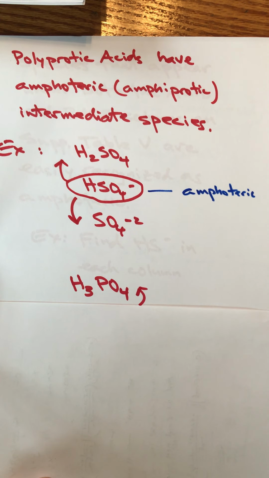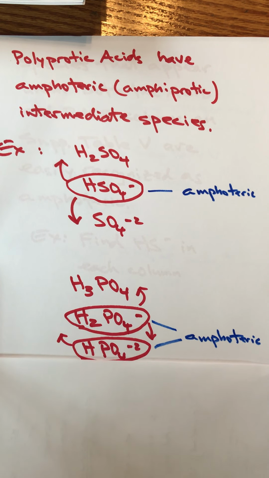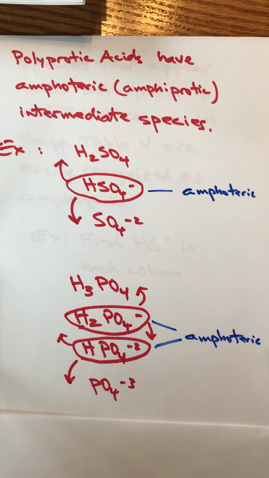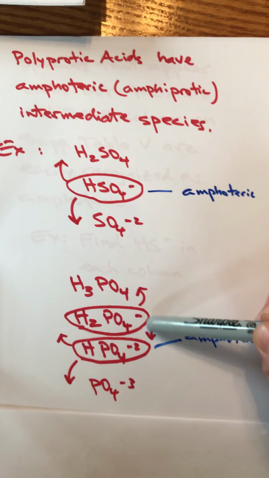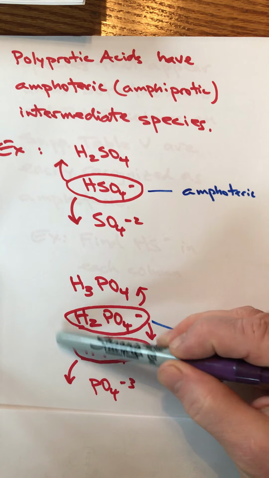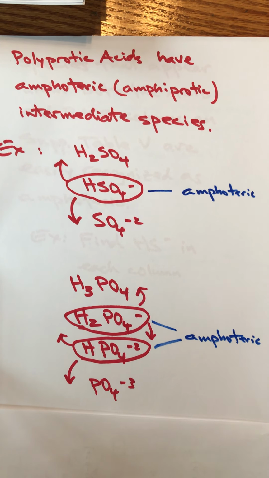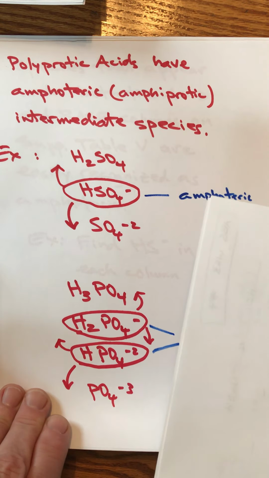Here's phosphoric acid, H3PO4. I could donate 1 proton, donate 2 protons, donate 3 protons. This one could go back this way or continue on that way. This one can go back this way or continue on that way. These 2 intermediate middle species would be considered amphiprotic or amphoteric.